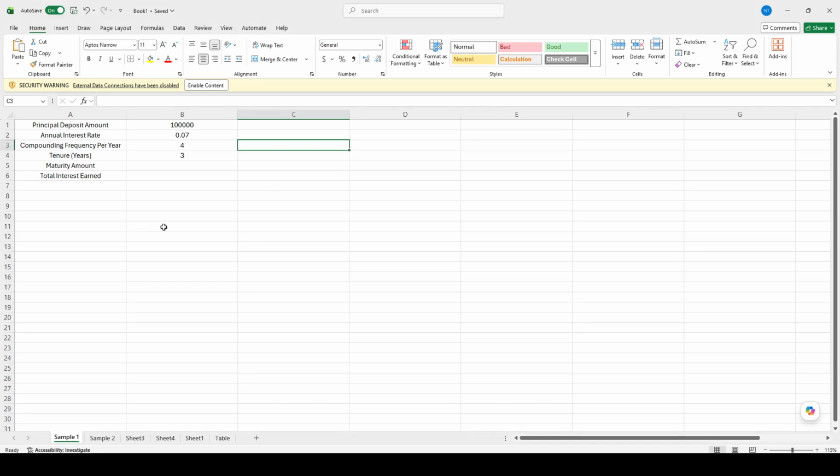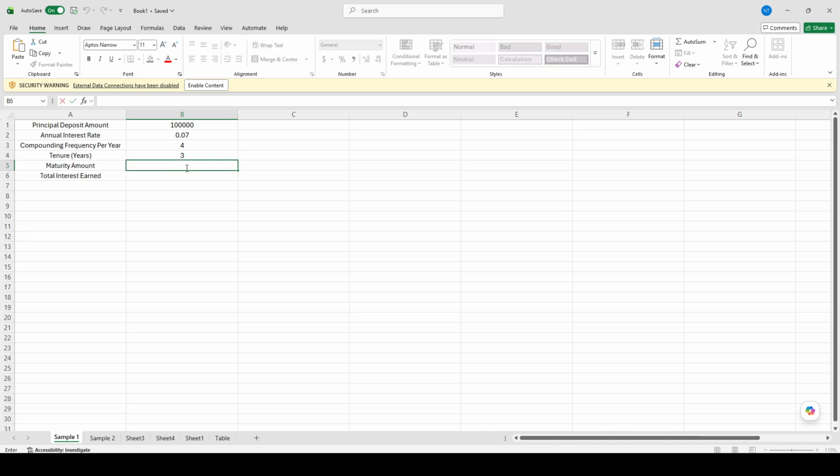To begin, click on cell B5. This is where we are going to display the maturity amount. Before entering the formula, make sure your fixed deposit details are already placed in the worksheet. In this setup, cell B1 contains the principal amount, which is the original amount deposited. Cell B2 contains the interest rate, cell B3 contains the compounding frequency, and cell B4 contains the tenure or time period of the deposit. Now, with cell B5 selected, go to the formula bar at the top of Excel.